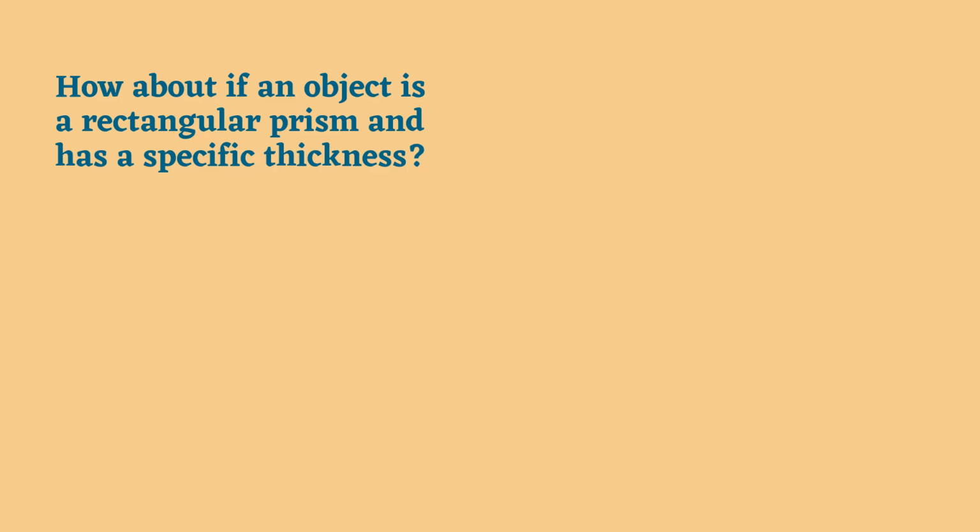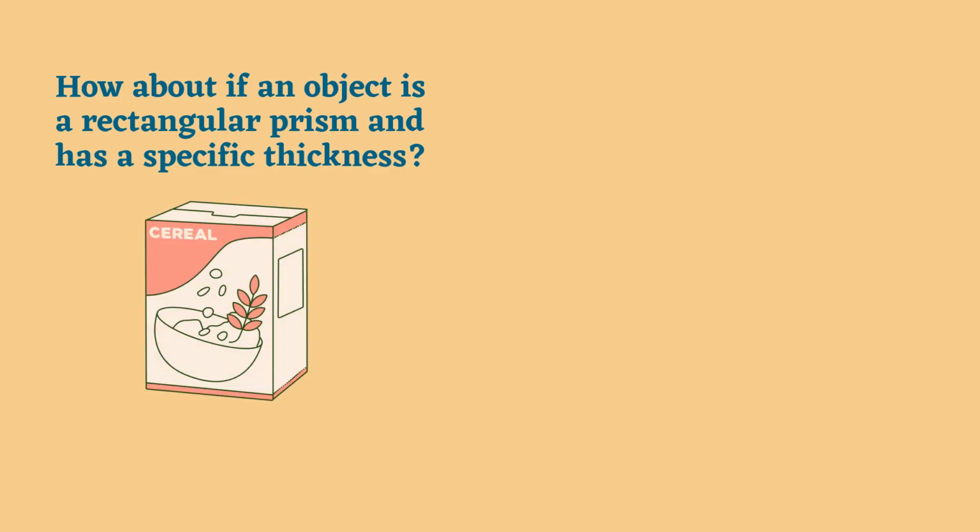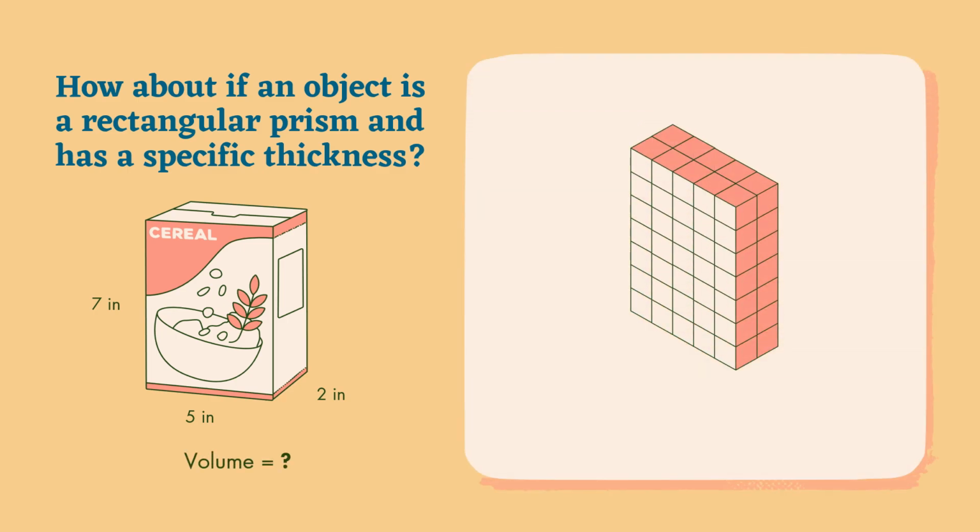How about if an object is a rectangular prism and has a specific thickness? Alright, just like in this illustration. We're going to find the volume of this cereal box. The height is 7 inches, the length is 5 inches, and the width is 2 inches. So we're going to find the volume. Again, 1 unit cube is equal to 1 cubic inch.